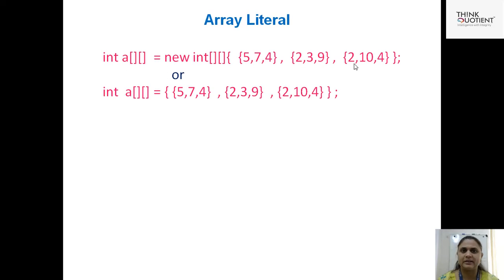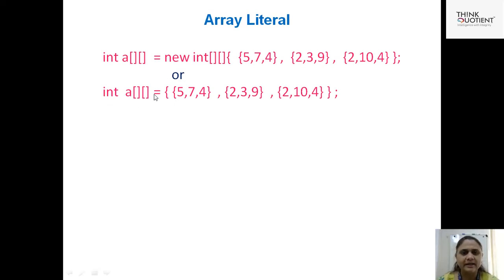9 fours, that many bytes would be allocated into memory continuously, and the values of the first row, that would be the 0 0, 0 1 and 0 2 index values, will be initialized at the same time. Likewise the first row values will be initialized. Likewise the second row values will be initialized. Or the same thing can be done with another syntax as well.